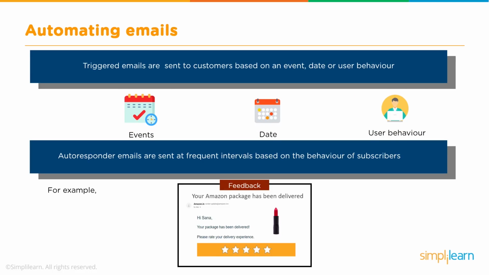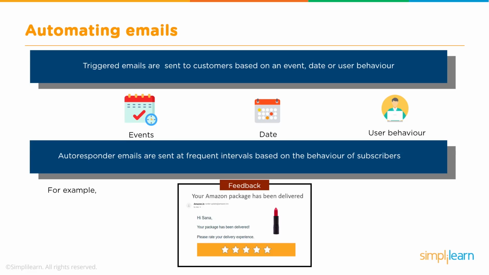So for example, if somebody purchases something, then you're going to get an email that probably says, hey, thank you for your purchase. Another email that says, hey, your product's on its way. And then another email that says, hey, your package or product has been delivered. So that's an example of an automated email that goes out.